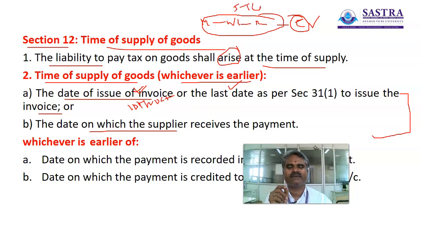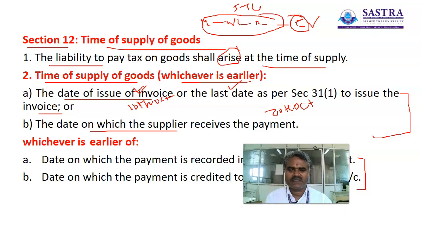We'll discuss it later. So assume that the date on which the supplier receives the money is 20th October. But when you take B, the date on which the supplier receives the payment, you have to consider the following two conditions. You have to take the earlier of the following two dates.